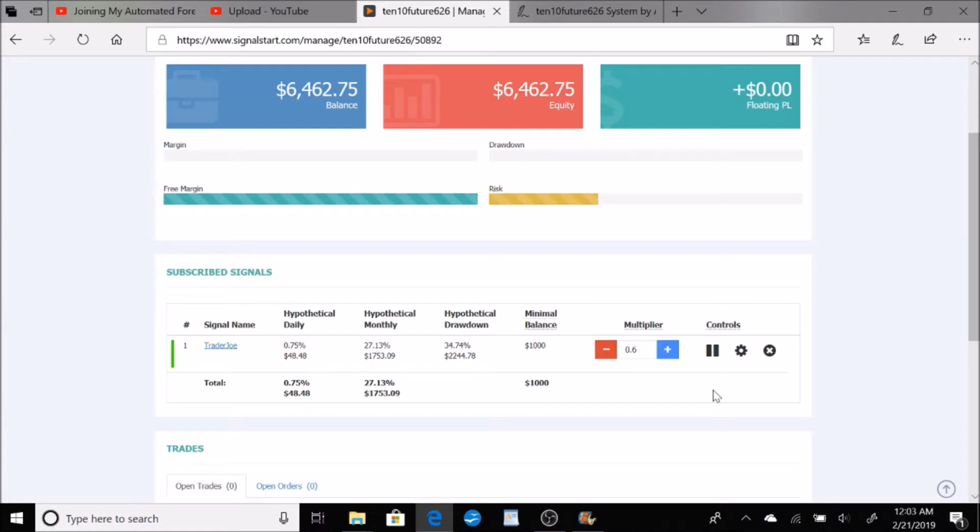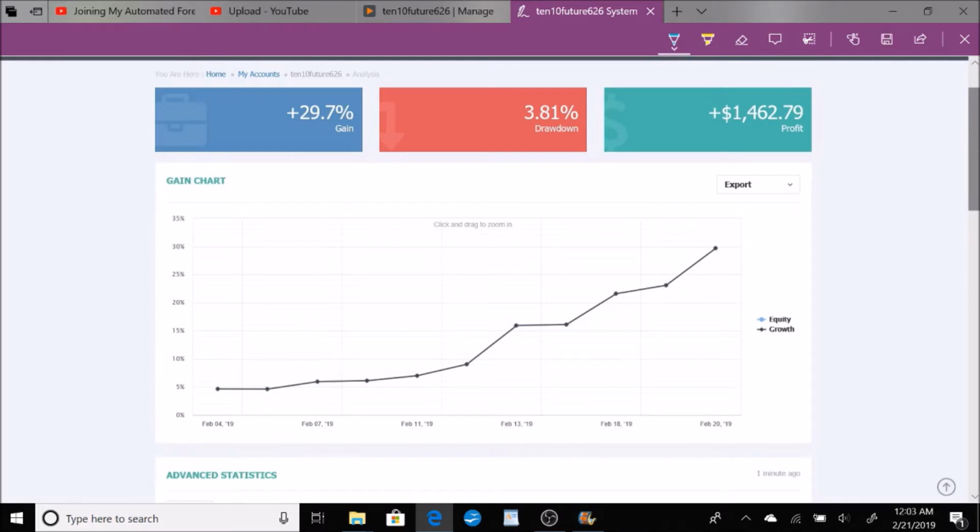Yeah, this is really it, guys. I mean, this is pretty straightforward when it comes to it. I'll show you a little more on his account just to prove that I'm making money from him. So as you can see here, he's up $1,400 for the month, which is great. And he's about up 30%. I mean, 30%, that's nuts.